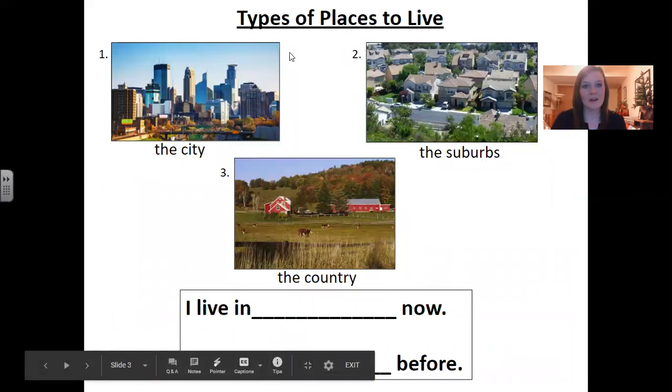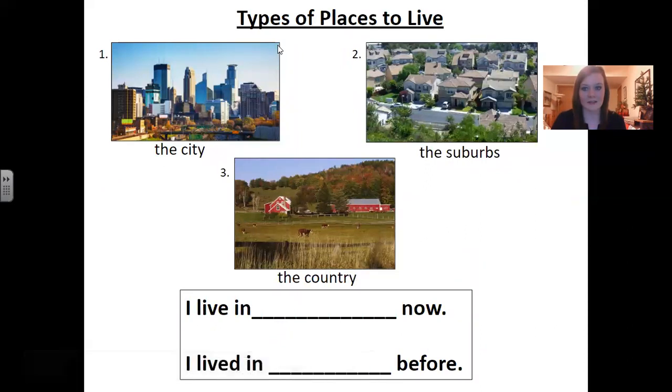Then we talked about types of places to live in our other video. Let's read these one more time. The city, the suburbs, the country. Remember, the city is big, it has big buildings and a lot of people and traffic. The suburbs are the smaller cities around the big cities. And the country is away from the city. It's more quiet.